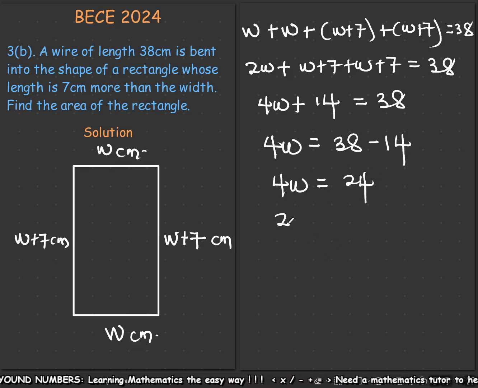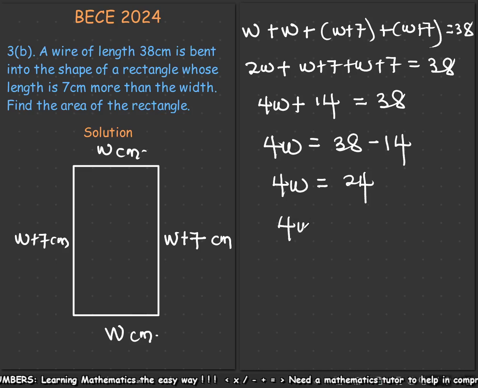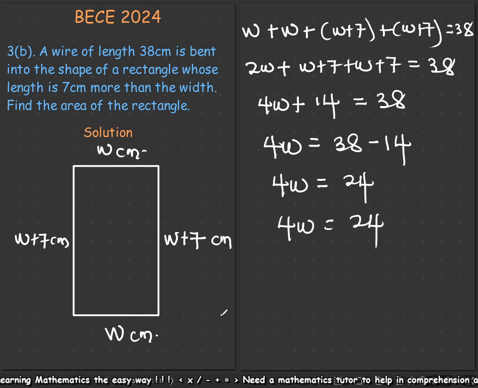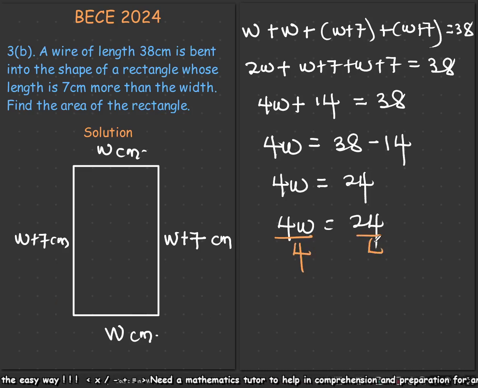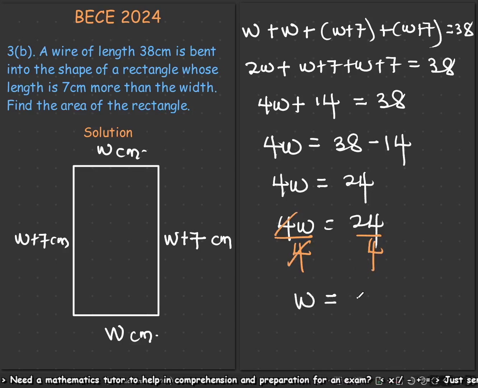And how then do we get our W? We would have to divide both sides by 4. So divided by 4, divided by 4. This cancels here, and then we are going to get our W being equal to 6. That is all. So it says we have to find the area of the rectangle.